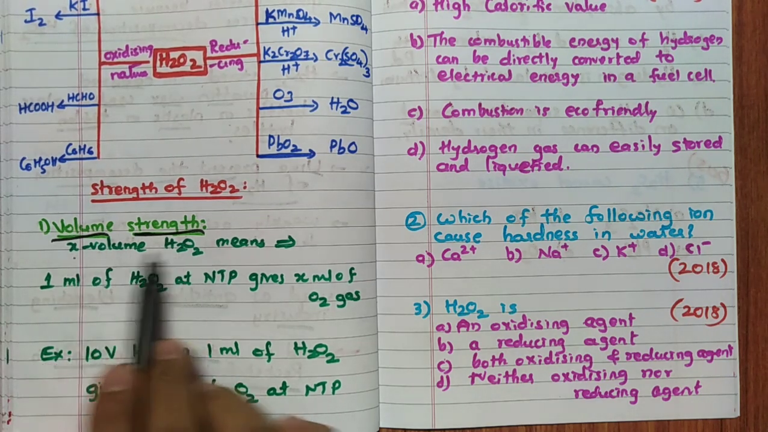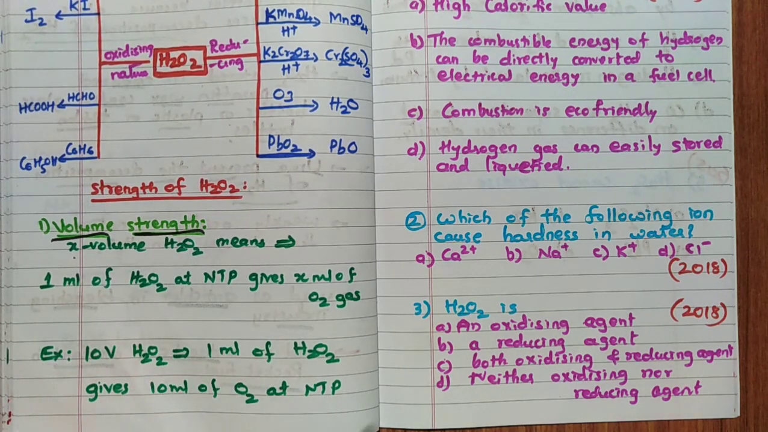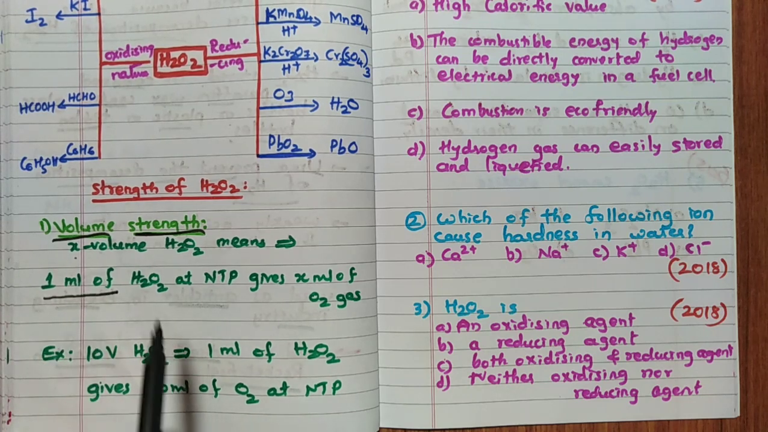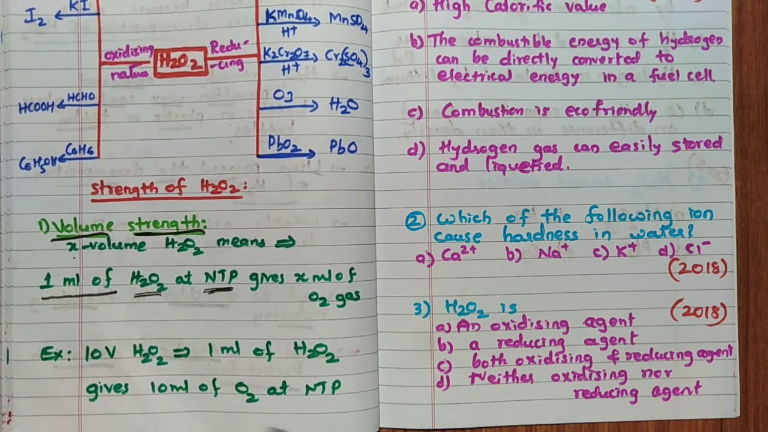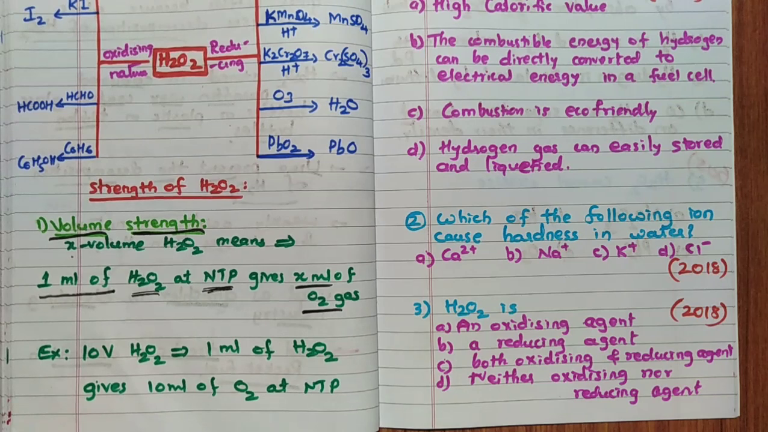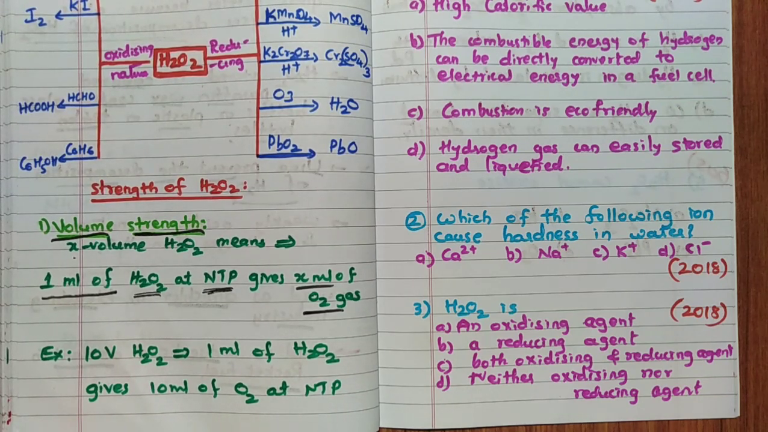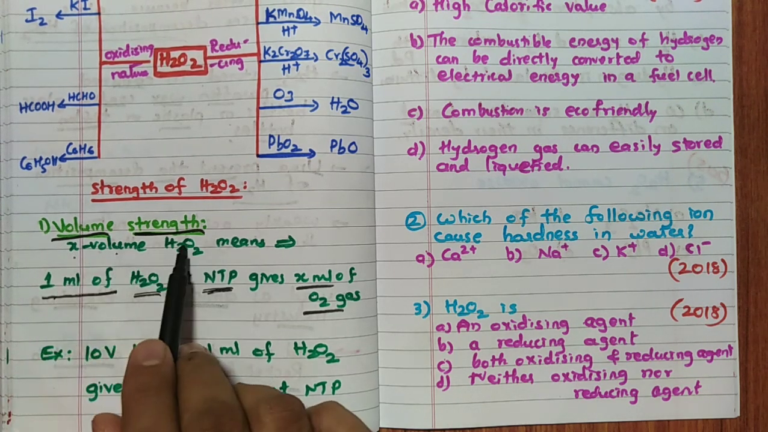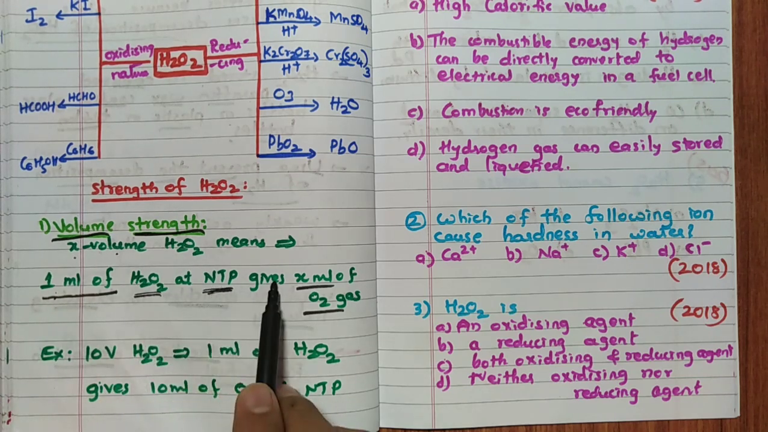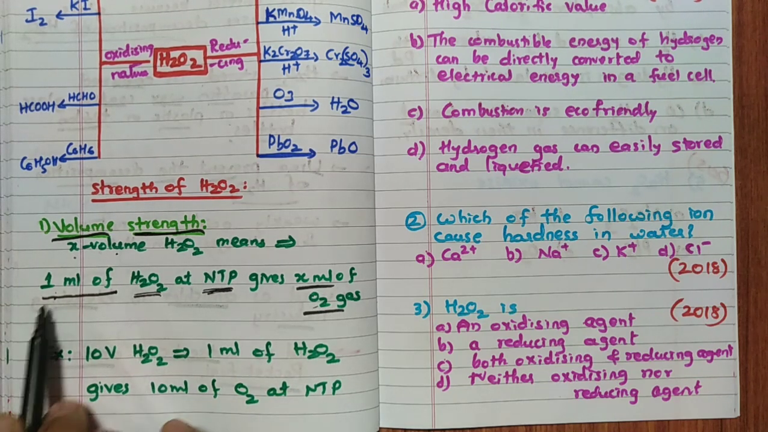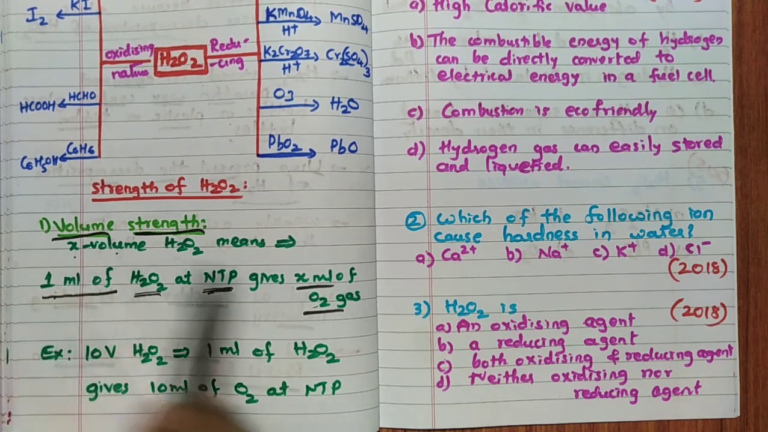See, X volume H2O2 means 1 ml of H2O2 at NTP, normal temperature and pressure, gives X ml of O2. Remember, the volume strength of H2O2 is based on the amount of oxygen which it can release. So X volume of H2O2 means 1 ml of H2O2 at NTP gives X ml of O2. 1 ml it is. This X you have to take here.